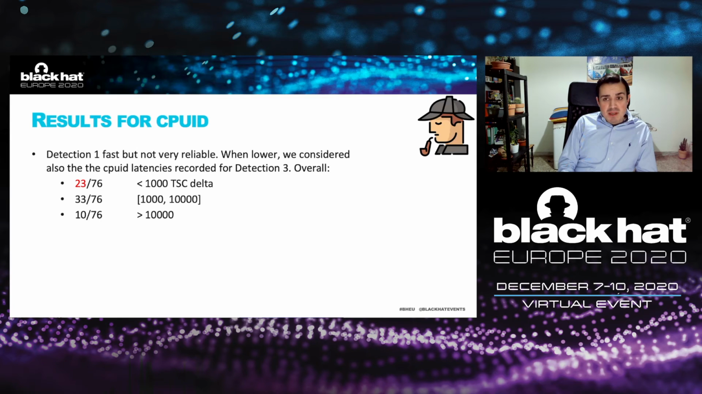For CPUID, we observed that only 23 machines passed this test. We obtained this number by double checking the latencies also with the results that we obtained with detection 3, since the average is not really a good method, but so it's done in the wild. And what about these 23 machines?